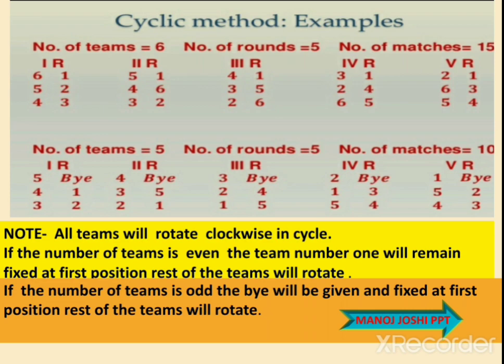So now the first round matches we will write this way. First round. So we will write the 6 teams. So we will make pairs. So 1, 2, 3 we will write here. Then we will write 4, 5, 6 this way.